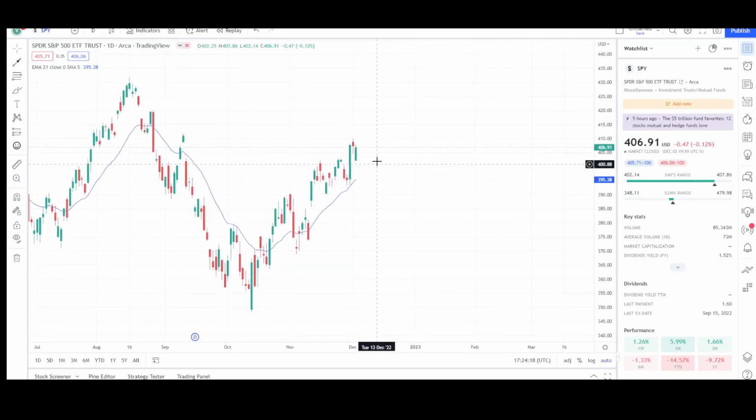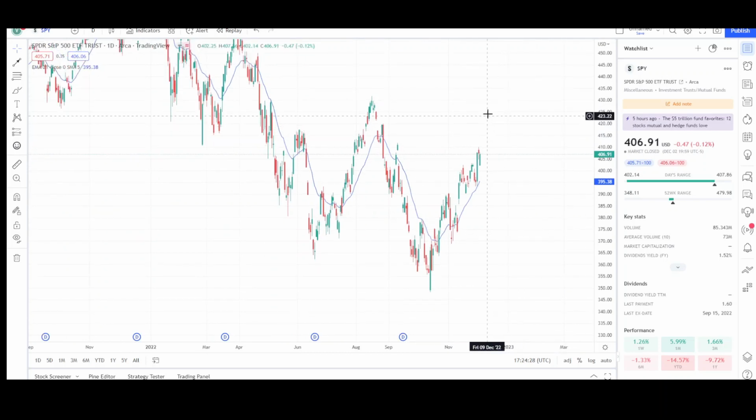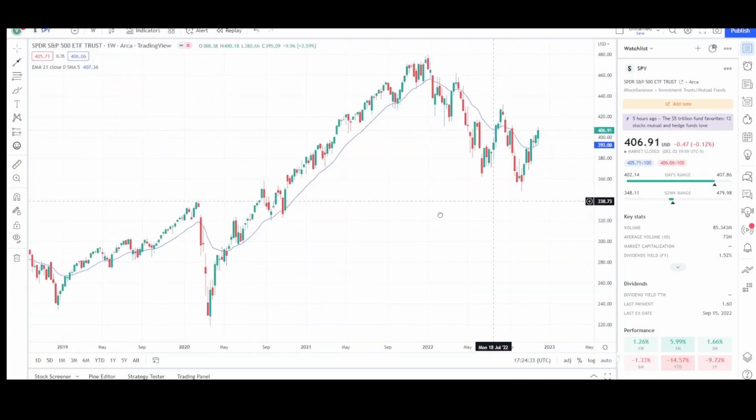We'll have to wait and see, but as right now I'm looking for higher prices. Probably gonna see that next week unless something drastically changes, but as right now it's looking pretty bullish for the SPY. So that's all I have for the SPY in the daily chart. Let's take a look at the weekly chart. So here's the weekly chart.